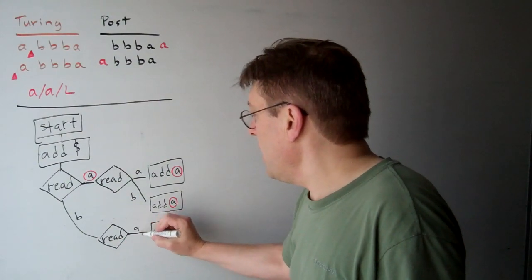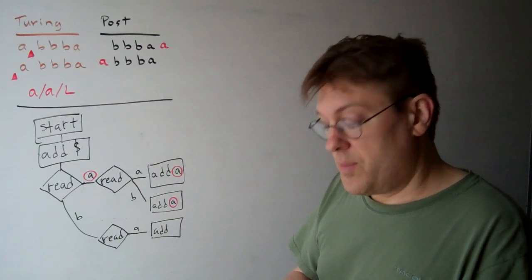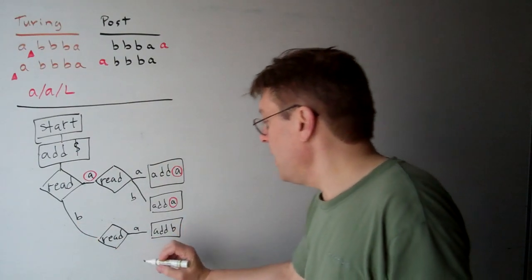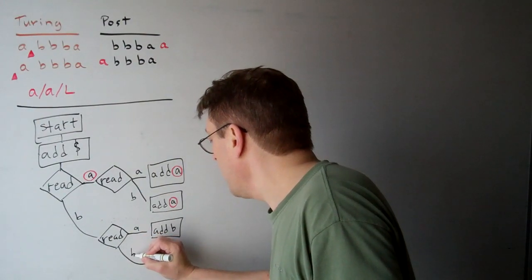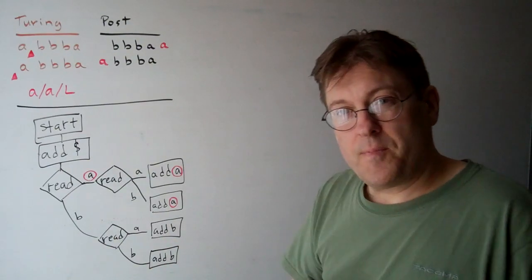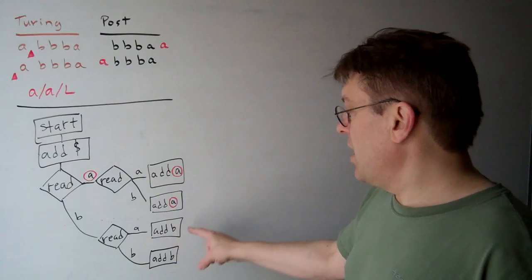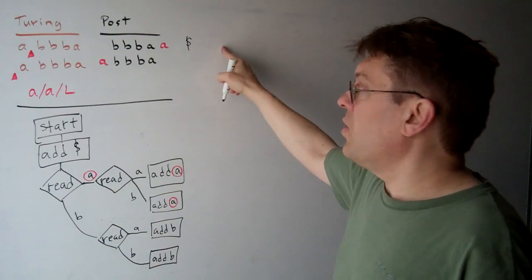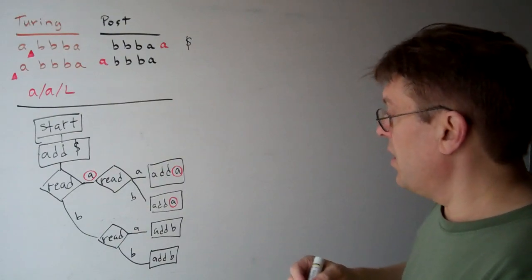And if I read an A, I'm going to add a B. Again, it's this B that I'm adding, obviously. And then if I read a B, I'm going to add a B. This B though. So the idea is I'm adding back to this string after the dollar sign whatever the character was the time before last.